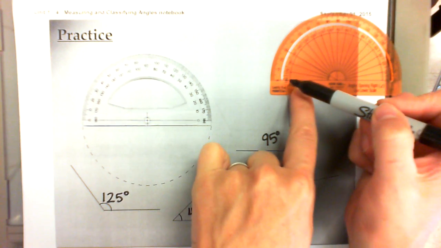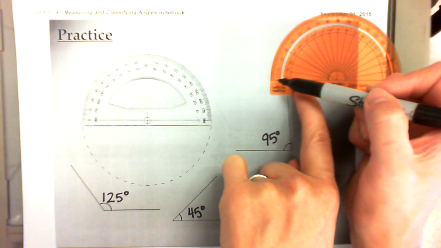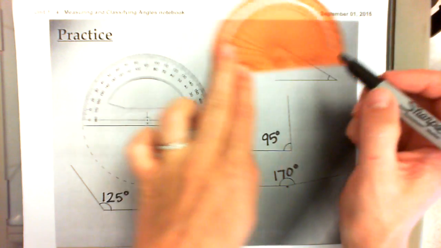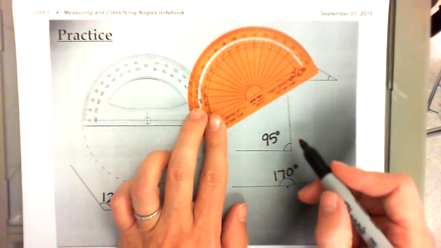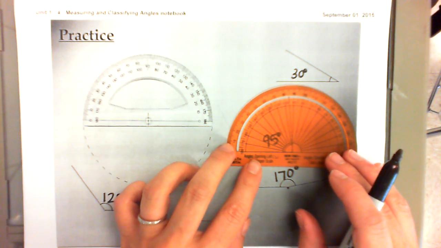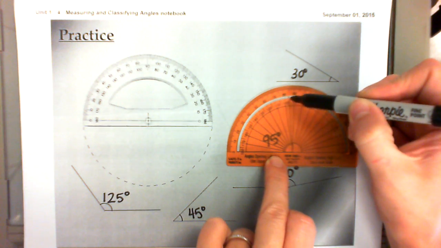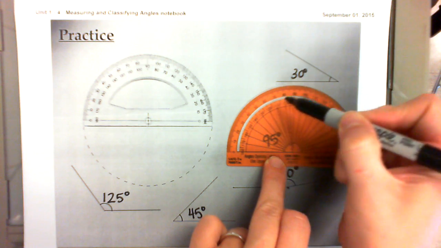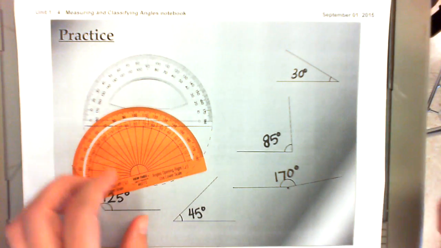Wait a second. That started at 180 and I went backwards. I've got to go this way, 0 to 30 degrees. So I made a mistake on this one, so I'm going to come back because this looks like an acute angle, not an obtuse angle. So I have to start at the 0, and then it's not 95. That would have been if I was coming from the right. It's 85 degrees.